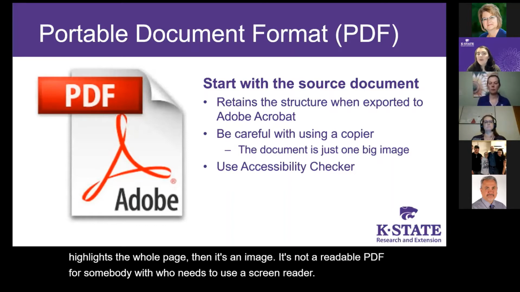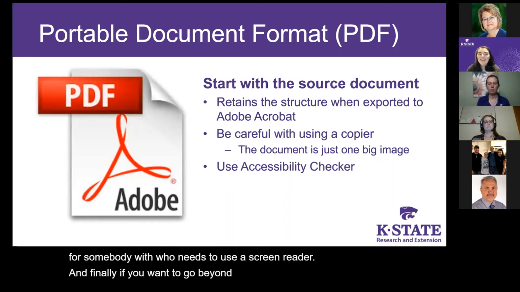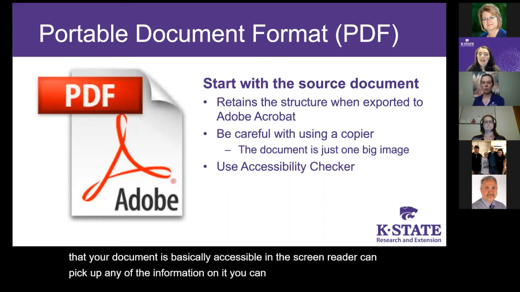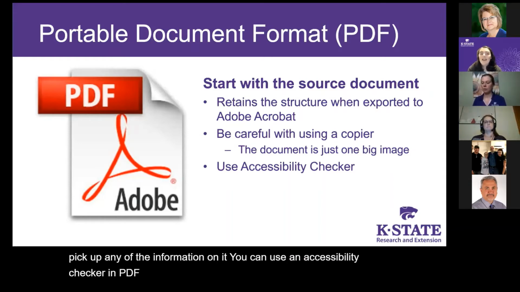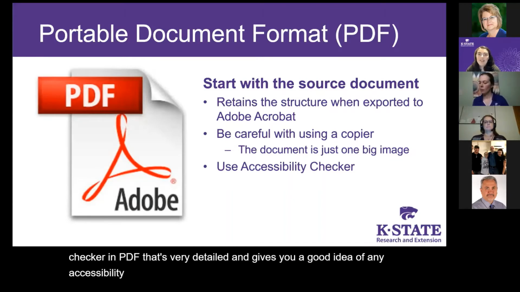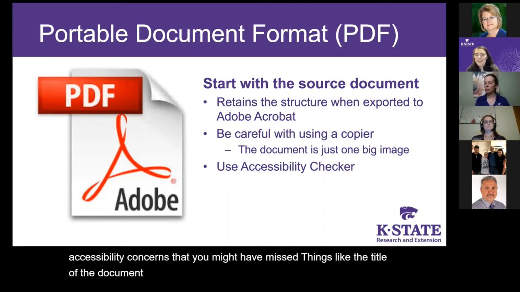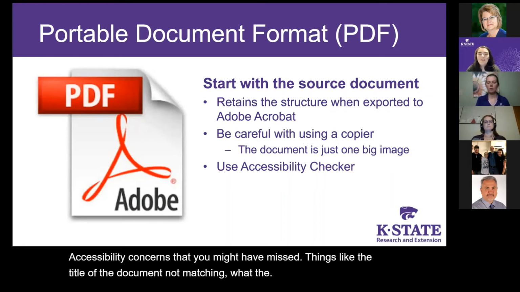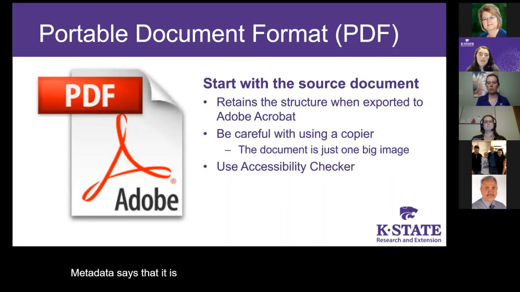And finally, if you want to go beyond the basics of just making sure that your document is basically accessible and that a screen reader can pick up any of the information on it, you can use an accessibility checker in PDF that's very detailed and gives you a good idea of any accessibility concerns that you might have missed. Things like the title of the document not matching what the metadata says that it is, or if you don't have an image that's captioned, stuff like that.